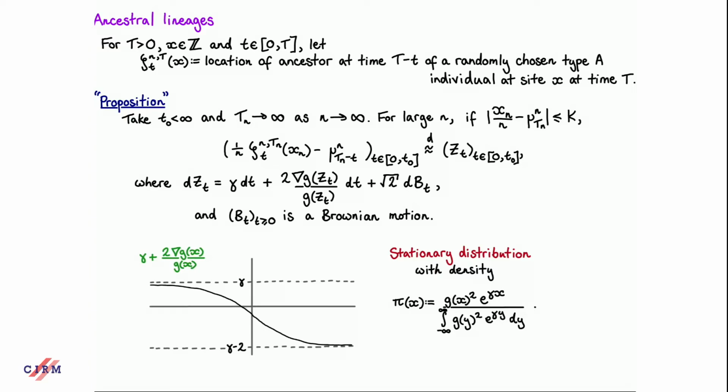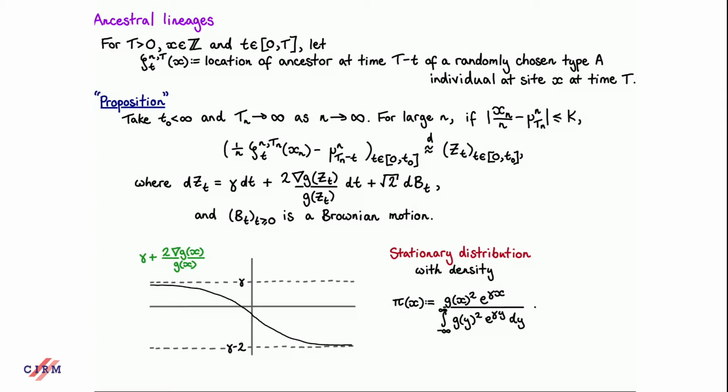Because if we plot the drift term as a function of x, so if we plot gamma plus 2 grad g over g, then as x goes to minus infinity, this drift term goes to gamma, which is positive. And as x goes to plus infinity, then it goes to gamma minus 2, which is negative if gamma is between 0 and 2. So that means that the drift is negative when the diffusion is a long way to the right of the origin, and it's positive when it's a long way to the left of the origin. So the diffusion always has a drift towards the origin when it's a long way from the origin. So it ends up having a stationary distribution.